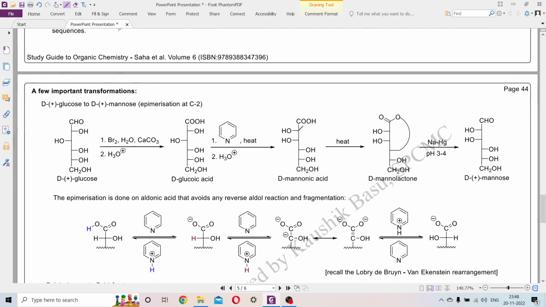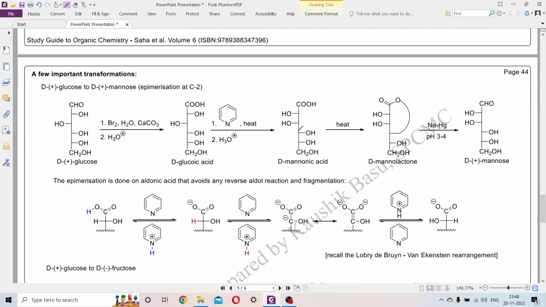Now we will discuss a few important transformations. One is epimerization of D-plus-glucose into D-plus-mannose.